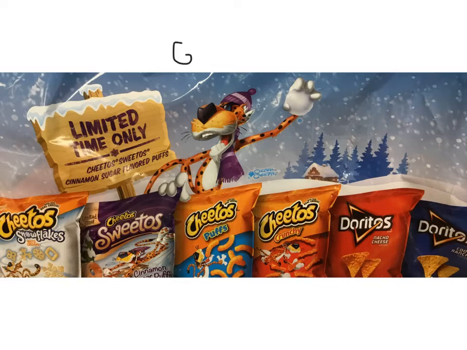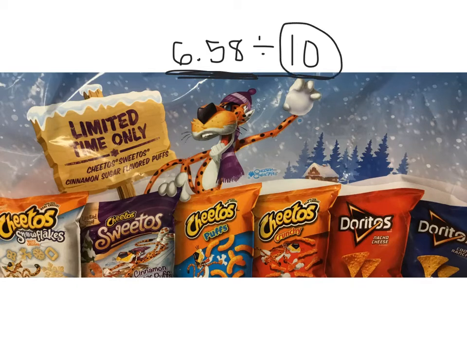So we're going to say that these cost $6.58. But in the bag, there's a total of 10 bags of chips. So it's a big bag and there's 10 bags of chips. I want to know how much each individual bag costs. I'm taking the big amount of $6.58 and I'm dividing it by 10 because I want to know how much each one of those costs. I'm taking the big number and putting it into smaller groups.